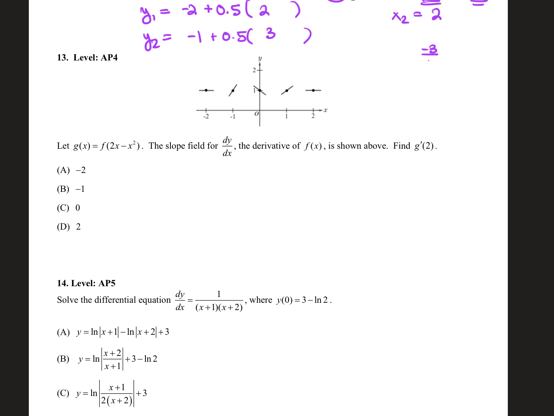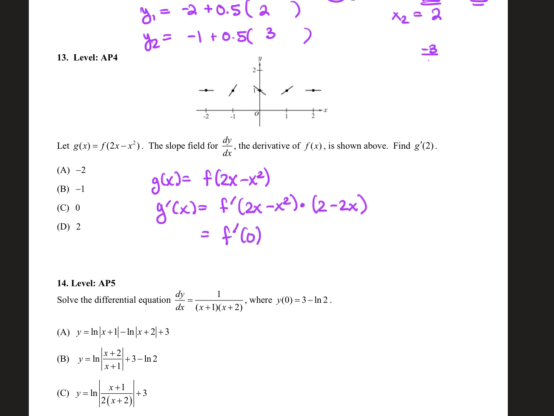G is equal to f of 2x minus x squared. The slope field for dy/dx is given above. Find g prime of 2. Okay, so g of x is equal to f of 2x minus x squared. So g prime of x is equal to f prime times the chain rule, derivative of the inside. And now we're going to plug in 2. So f prime is 0, and plugging in 2 times negative 2. F prime is 0, looks like it's negative 1, so 2.